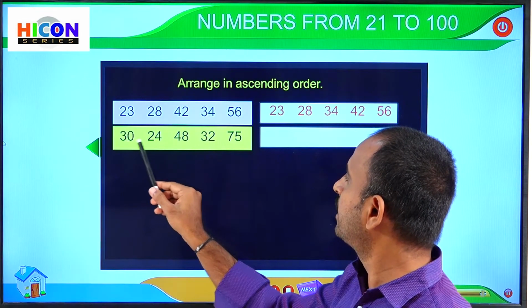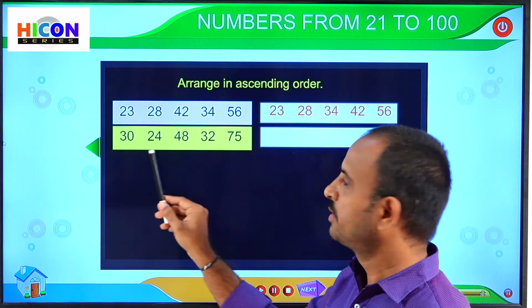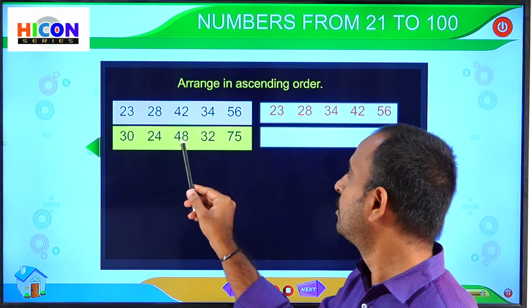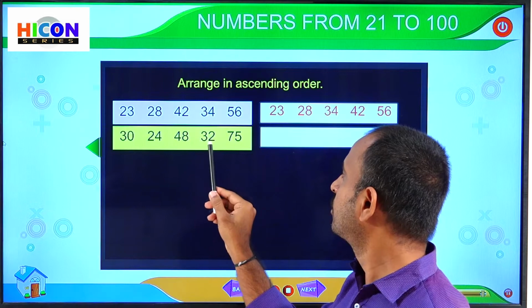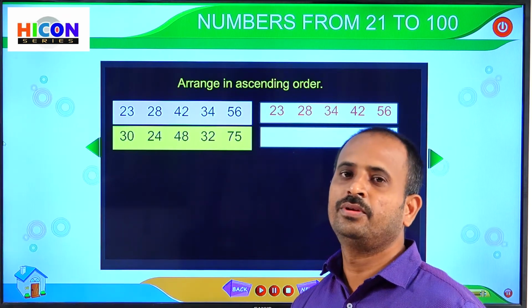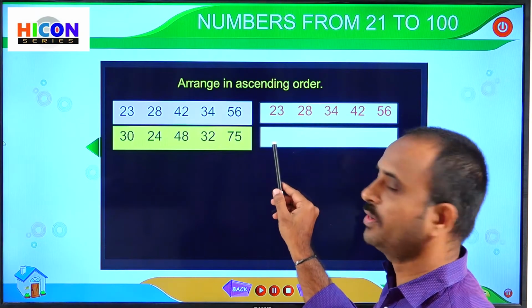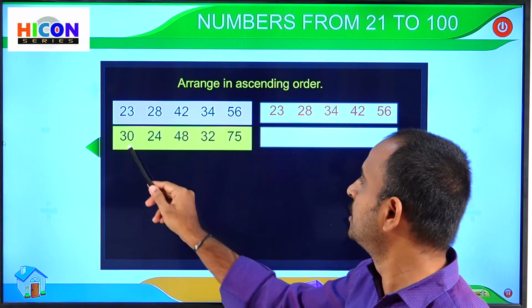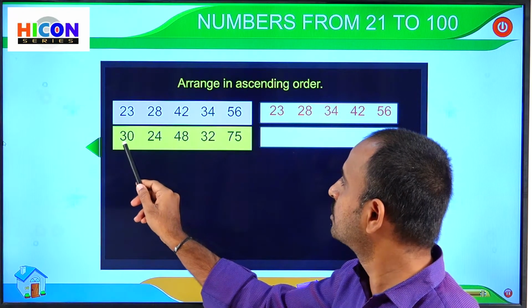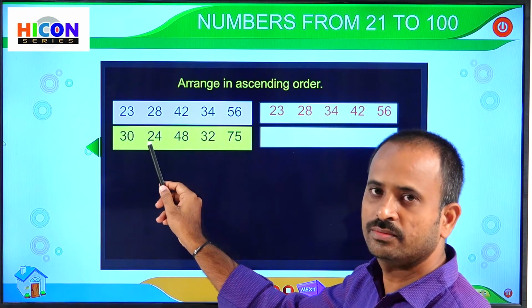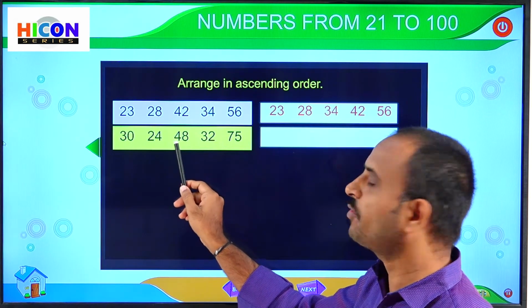Here also 5 numbers are given. The first number is 30, the second number is 24, the third number is 48, the fourth number is 32, and the fifth number is 75. Now we have to write the smallest number first. So which is the smallest number? Now compare the first digit in each number. So what is the first digit here? 3. What is the first digit in 24? 2.